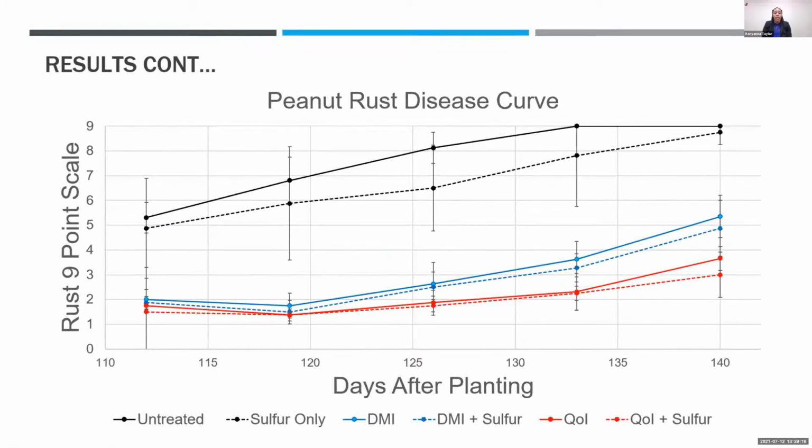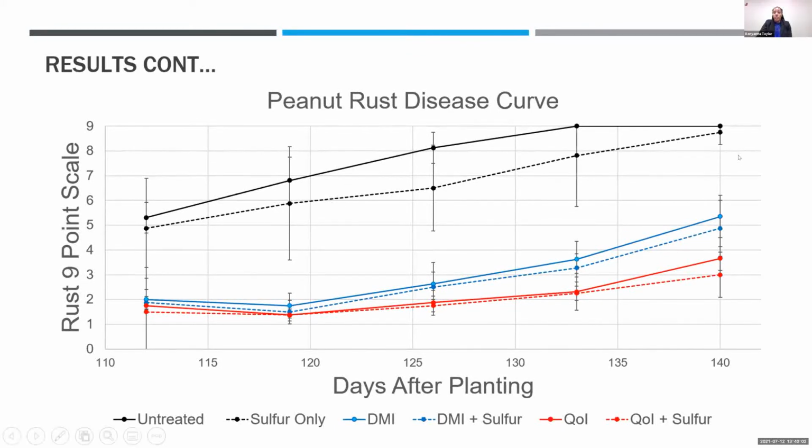So going on, looking at my peanut rust data, looking at the disease curve, I have the same pattern for the treatments at the bottom. So we're just going to get into it. The untreated and sulfur treatments had the highest rust rating over the entire screening period and did not differ from each other on any assessment date. Again, looking at the last day, there was no significant difference between the DMI fungicides. So adding sulfur to the DMI fungicides, we did not see a significant difference. Adding sulfur to the QoI fungicides, we did not see a significant difference between QoI alone and the QoI plus sulfur. But we're going to look at the significances.